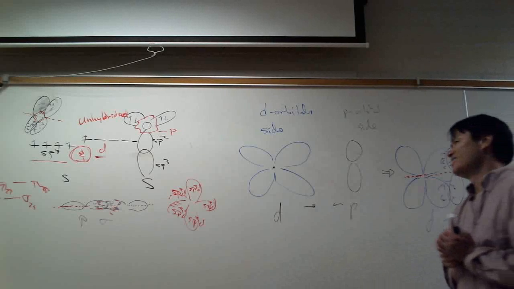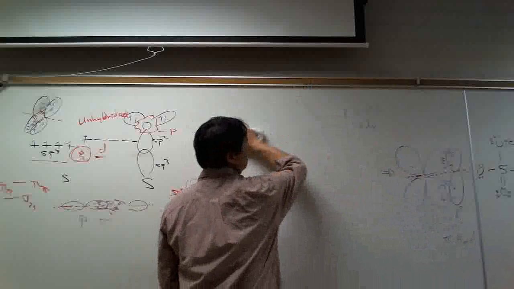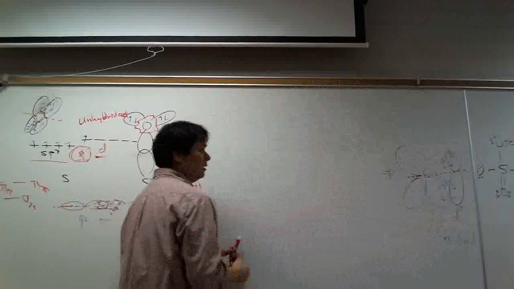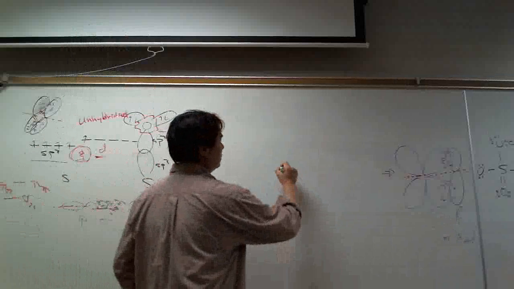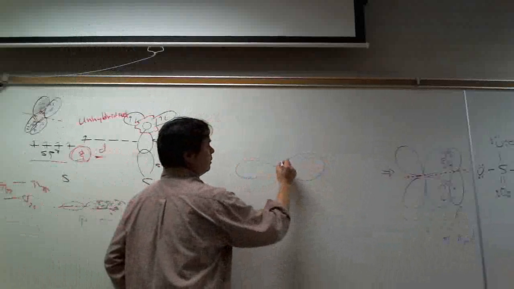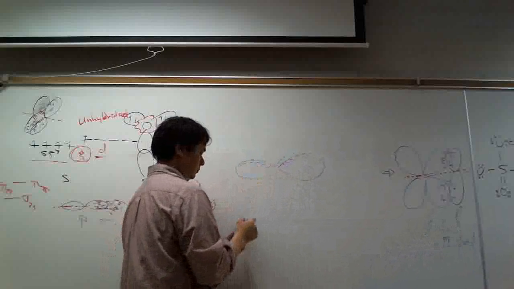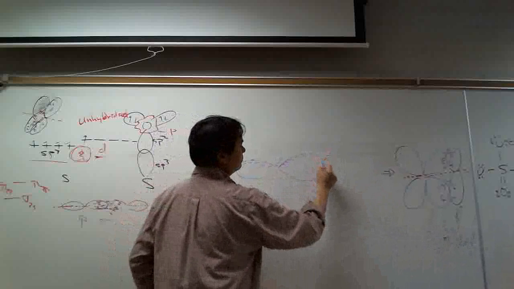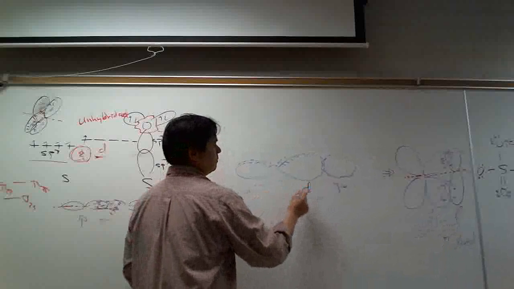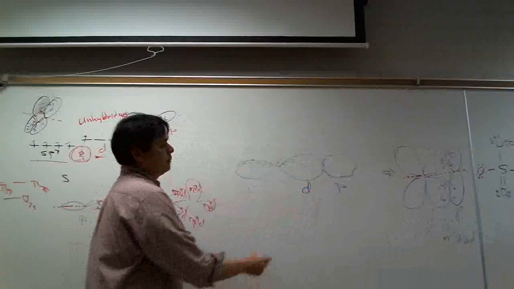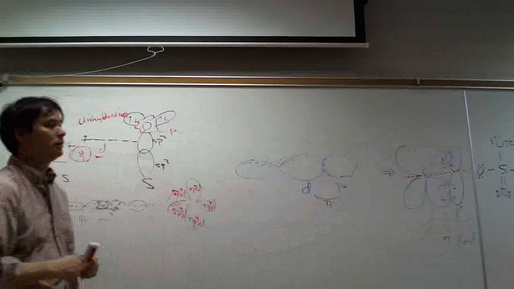What would the top view of this look like? The top view would look like this. This would be a DP pi bond. Do you see it? Can you see it?